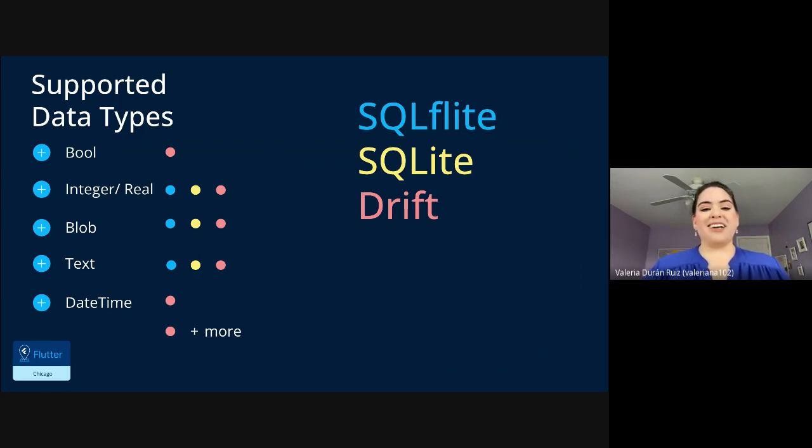Then blob and text. But then something that's great about Drift is that it does support datetime. How you store datetime is the same way, it's Dart datetime, so that's awesome. And then you can also store booleans.